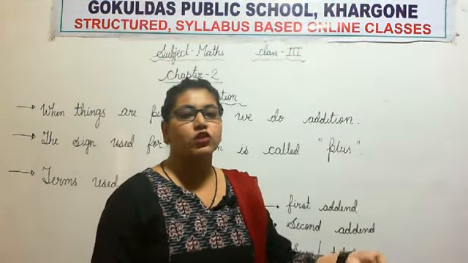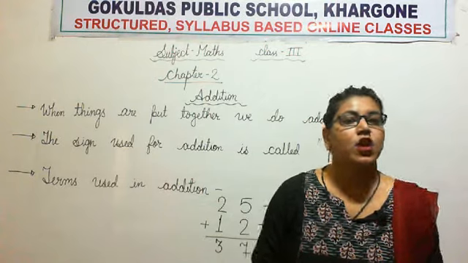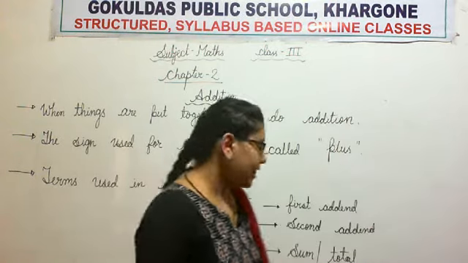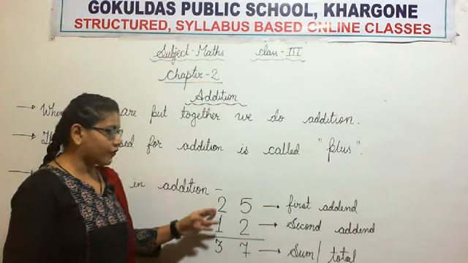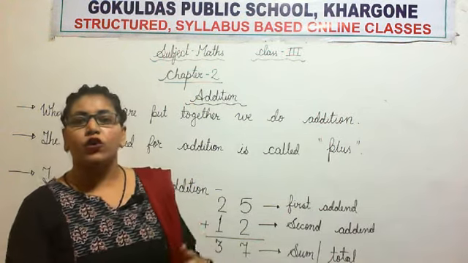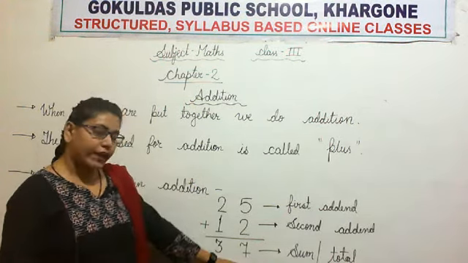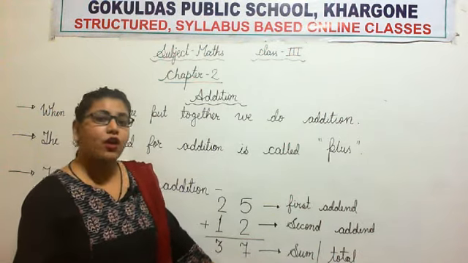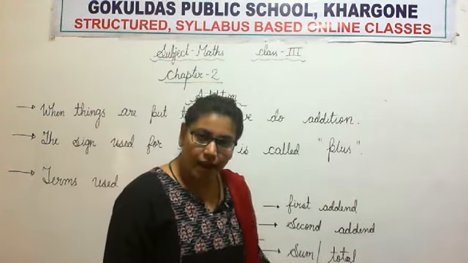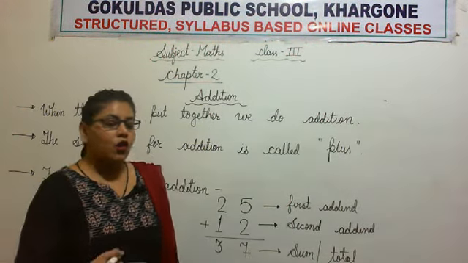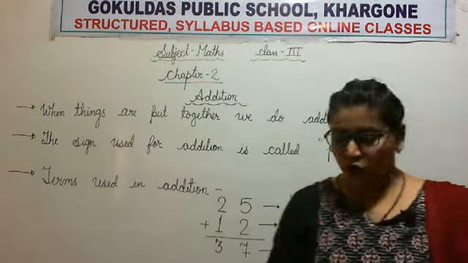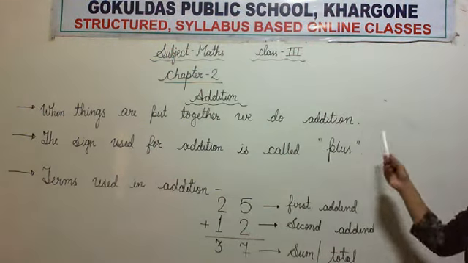And if a fourth number is also given, we call it fourth added. And the answer we get after adding these 2, 3, 4 or 5 numbers, what will we call it? We will call it sum or total. Now note down all these 3 points.